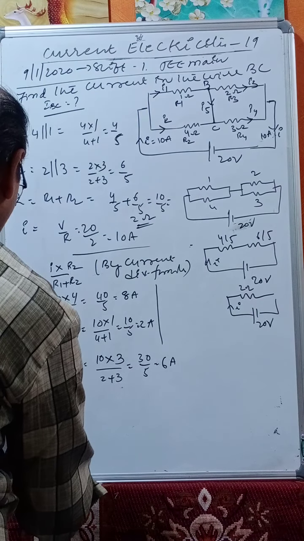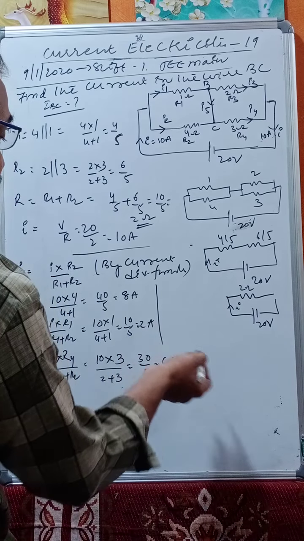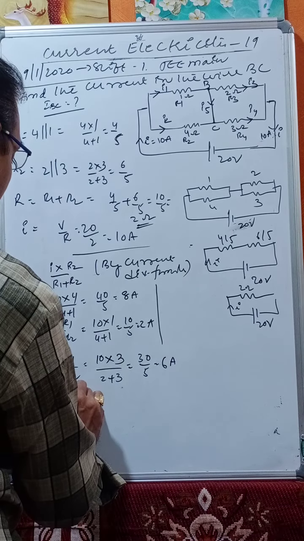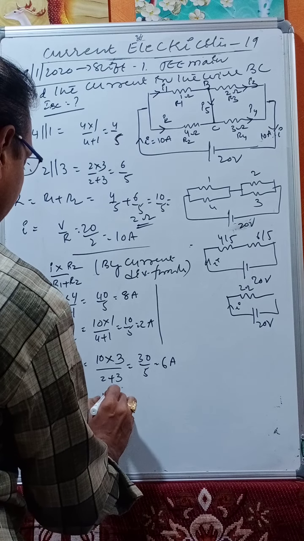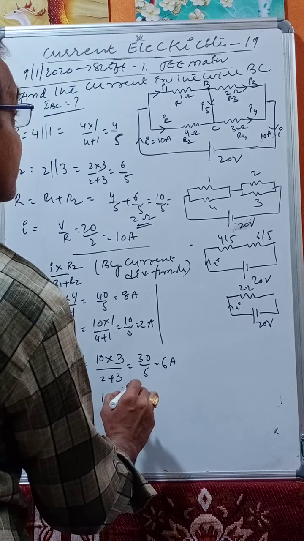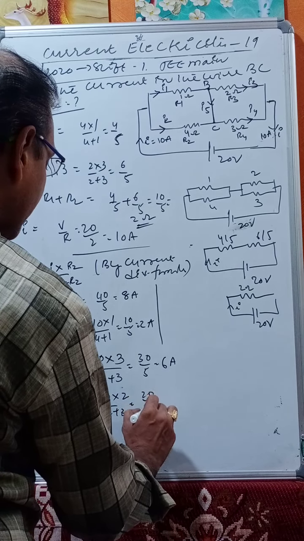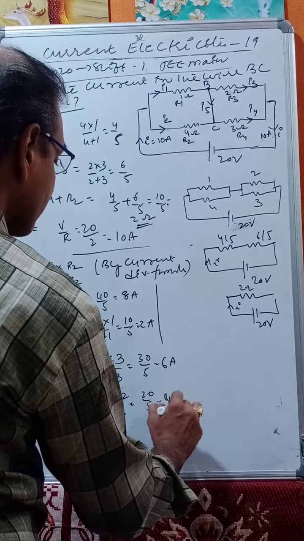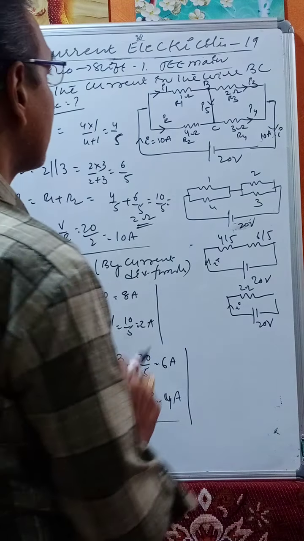Now what is I4? Naturally it will be 4, that is 10 minus 6. Let us verify: I into R3 by R1 plus R3, that is 10 into 2 by 2 plus 3, that is 20 by 5, that is 4 amps. We have calculated the currents in all the branches, all the resistors.